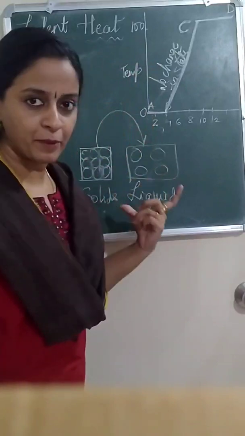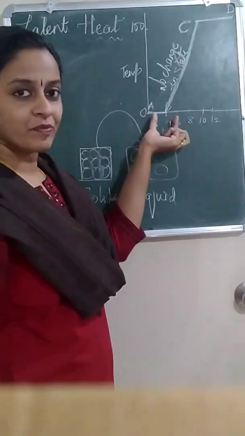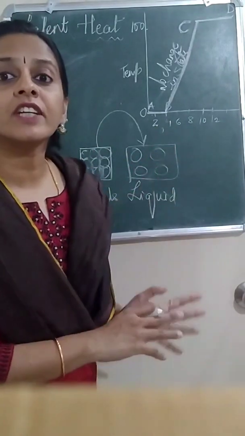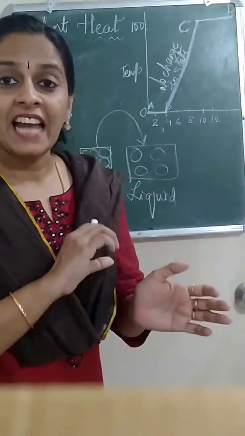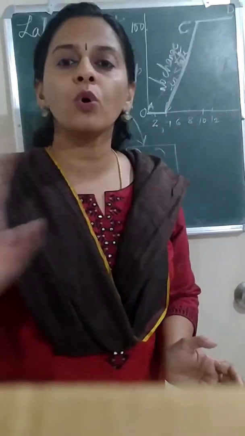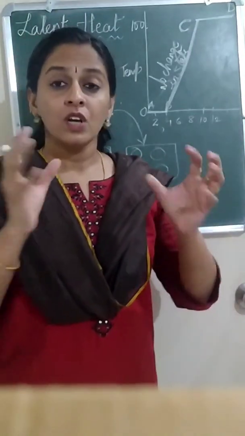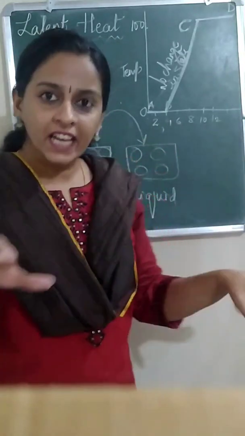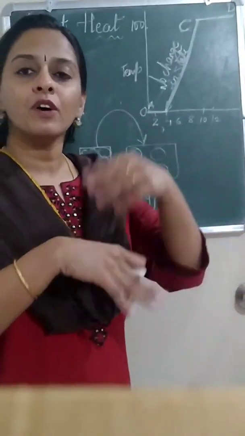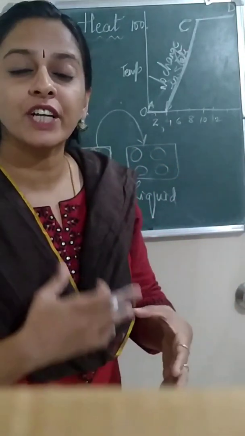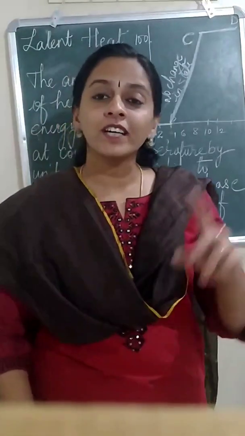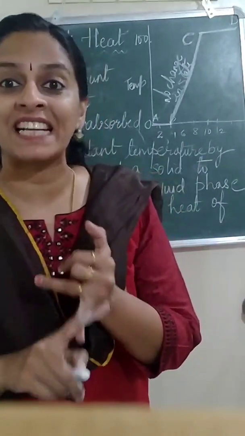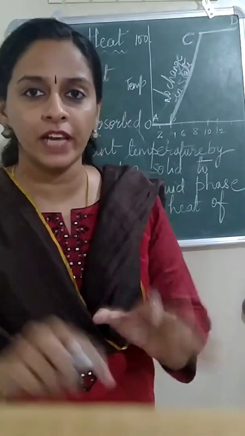Now here what is happening in the first case, AB? In AB, ice is getting converted into water, and in that time period there is no rise in temperature. So that ice was absorbing heat to break its bonds and get converted into liquid. Because how can you put the definition of latent heat of fusion? Fusion means melting, solid getting converted into liquid.